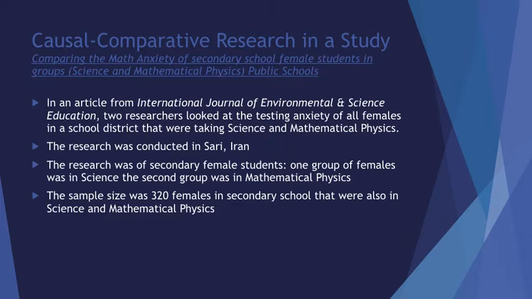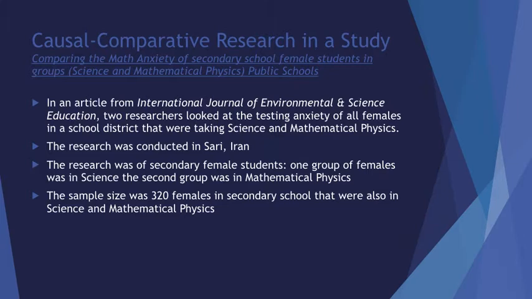In looking for a peer-reviewed article that had to do with causal comparative research, I found an article from two people in Iran who were looking at a set group of students, and they were all female students, and they were looking at all students who were in science and mathematical physics. The title of the research article was comparing the math anxiety of secondary school female students in groups in public schools, specifically in science and mathematical physics.